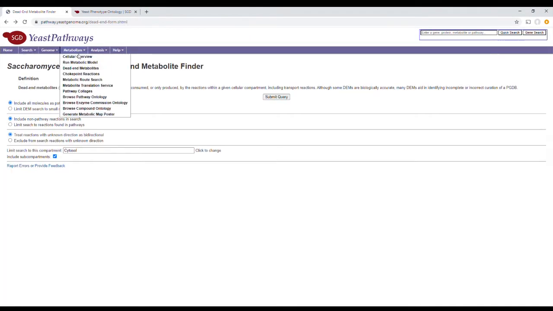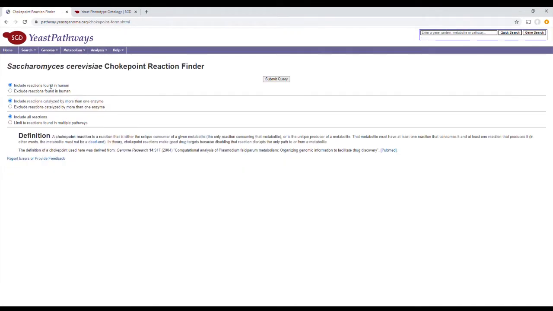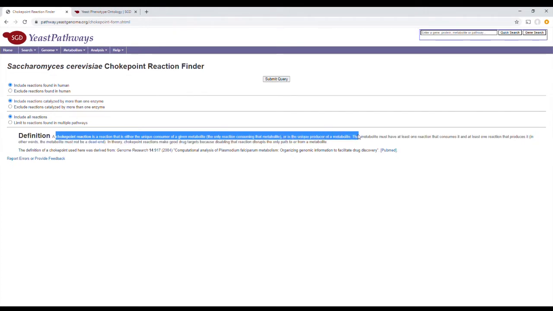But obviously we can go through and look at, maybe, a choke point reaction. A choke point reaction is a reaction that is either a unique consumer of a given metabolite, the only reaction consuming that metabolite, or is a unique producer of a metabolite. That metabolite must have at least one reaction that consumes it and at least one reaction that produces it. In other words, the metabolites must not be dead end.